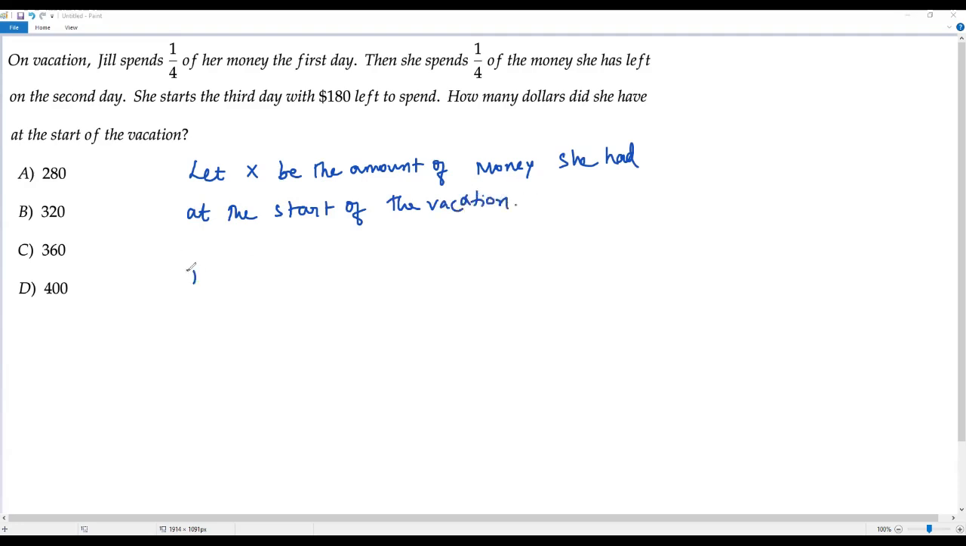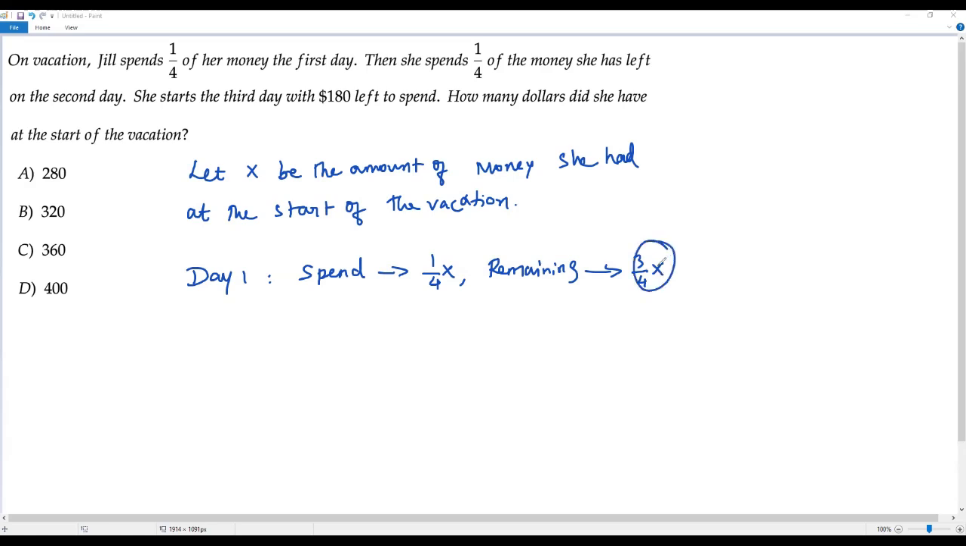Okay, now let me take day one. On day one, she spends 1/4 of the money she had at the start of the vacation, that is x dollars, so 1/4 of x. Then what is remaining at the end of the first day? The remaining will be 3/4 of x, because this 4 has to be considered as the total parts. In these total 4 parts, one part she spends on day one, so 3 out of these 4 parts will be remaining. That is 3/4 of x is remaining at the end of day one.